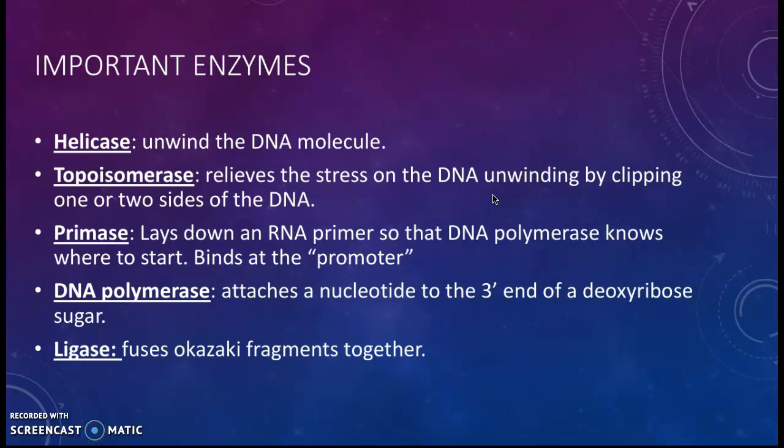Now, there are 5 majorly important enzymes that help this process to happen. We're going to talk about them in context here in just a minute, but we're going to talk about each of them now. First, there's helicase. This enzyme is the enzyme that unwinds the DNA in the first step of replication.